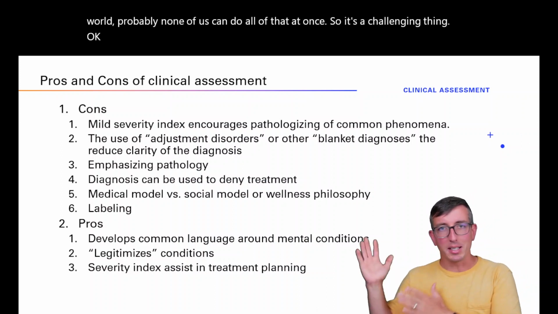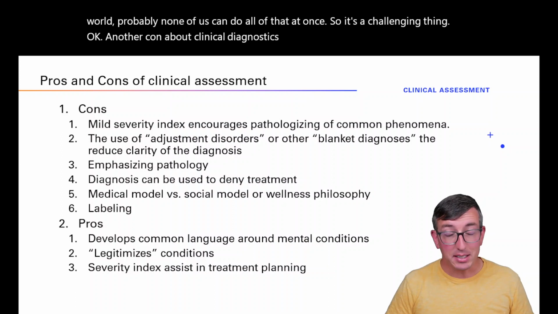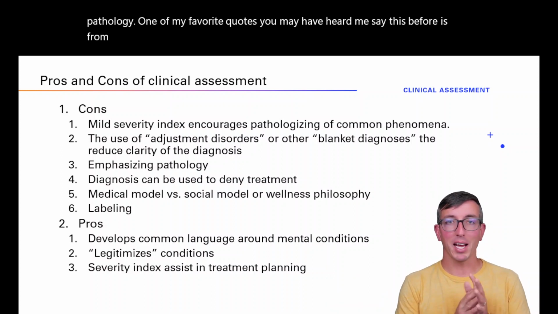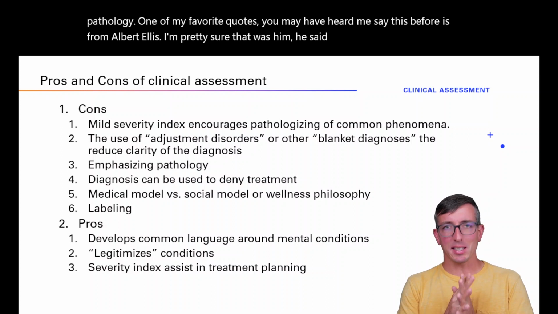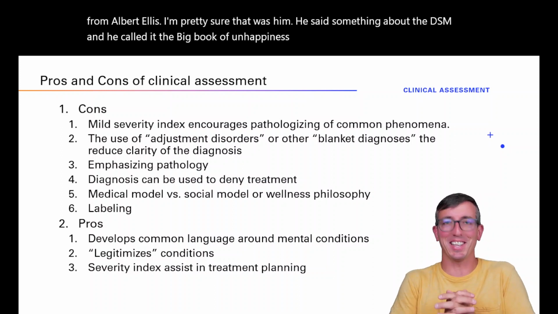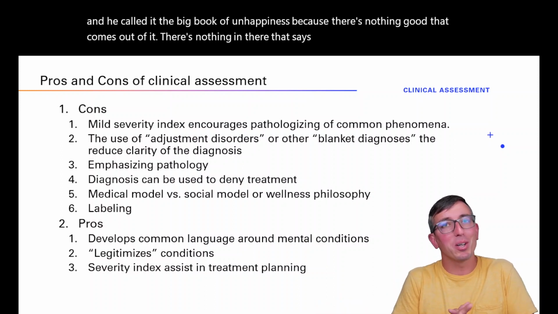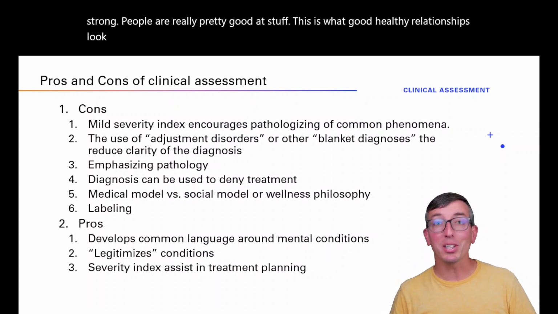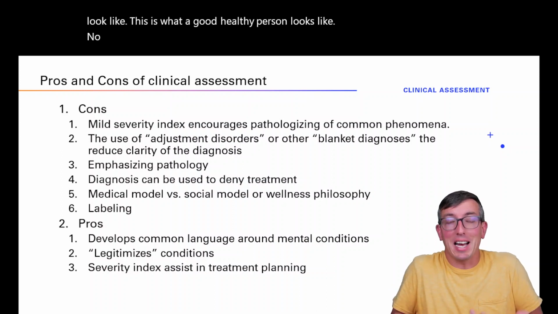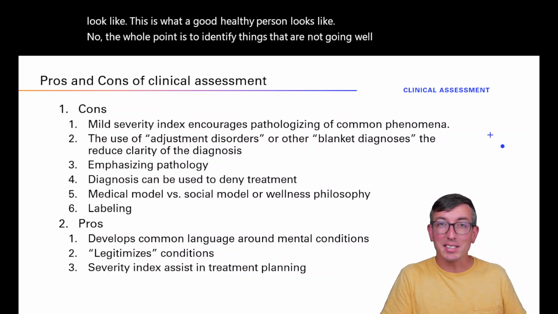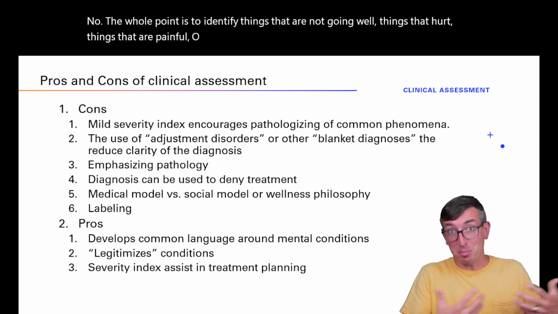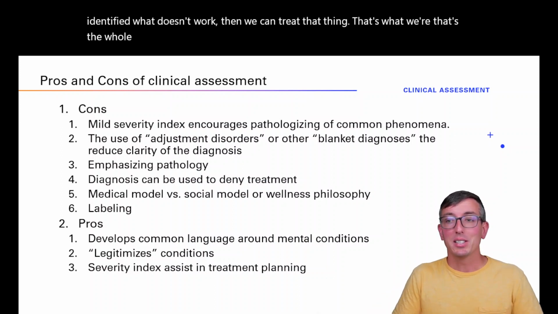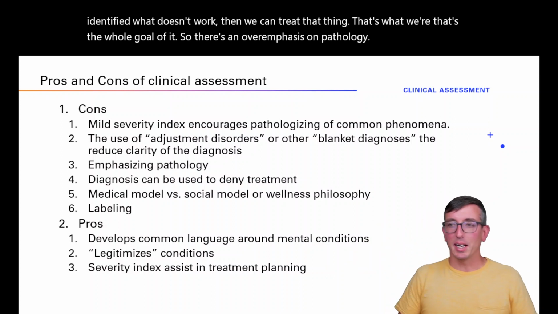Okay, another con about clinical diagnostics is emphasizing pathology. One of my favorite quotes, you may have heard me say this before, is from Albert Ellis. I'm pretty sure that was him. He said something about the DSM, and he called it the big book of unhappiness, because there's nothing good that comes out of it. There's nothing in there that says, yeah, but people are really pretty strong. People are really pretty good at stuff. This is what good, healthy relationships look like. This is what a good, healthy person looks like. No, the whole point is to identify things that are not going well, things that hurt, things that are painful. Because as part of that medical model, it's okay if we identify what doesn't work, then we can treat that thing. That's the whole goal of it. So there's an overemphasis on pathology.